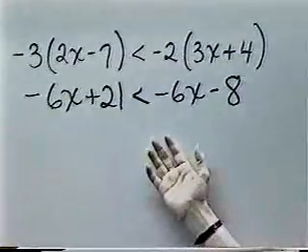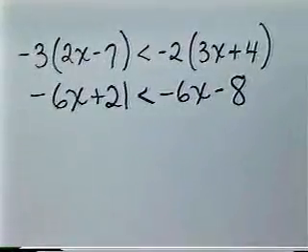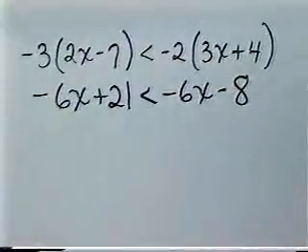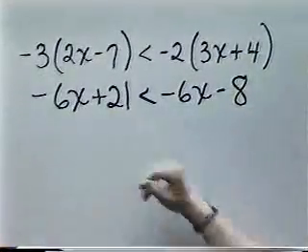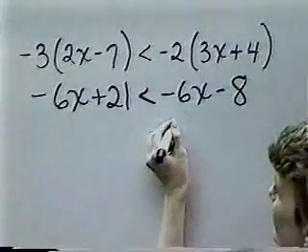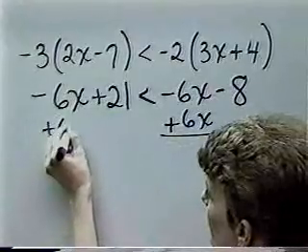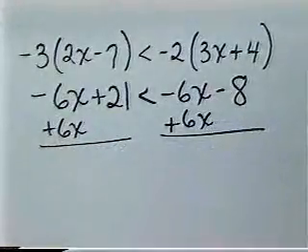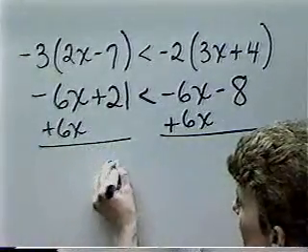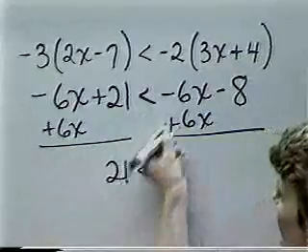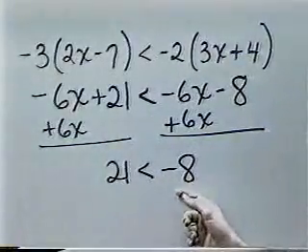All right, next let's move variable terms to one side of our inequality, constants to the other side. I'll move my variable terms to the left-hand side, although it makes no difference. I could move them to the right-hand side. To move variable terms to the left-hand side, let's add 6x to both sides of our inequality, and let's see what we have. I have 0 plus 21, which would be 21, less than 0 minus 8, which would be negative 8.